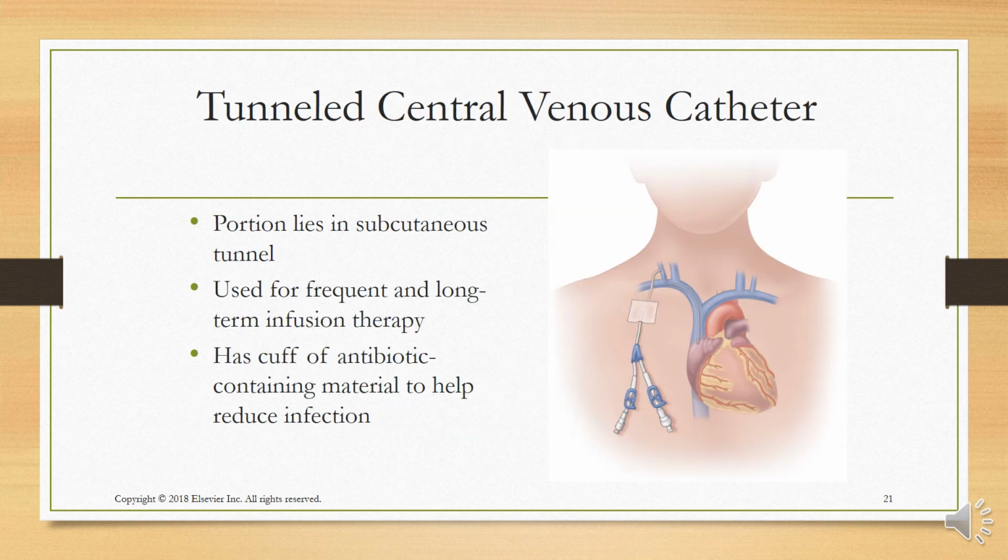So tunneled central venous catheters just means that a portion of it lies in the subcutaneous tunnel, okay? These are used for frequent and long-term infusions. They're just more stable than other type catheters. And a lot of times these will have a little cuff of antibiotic containing material to help reduce infection. And see this one, see how it lies there right before you go into the right atrium? It's the central venous catheter.